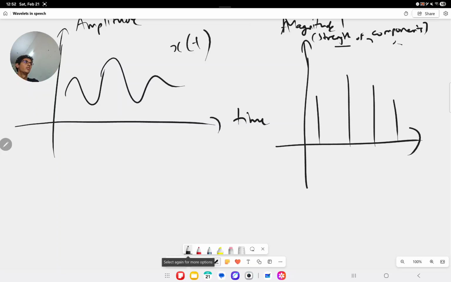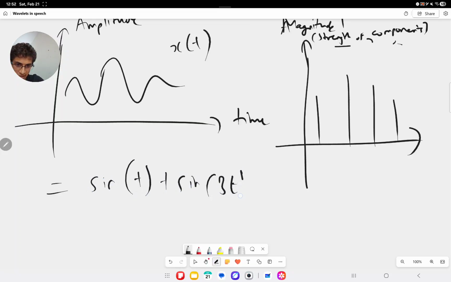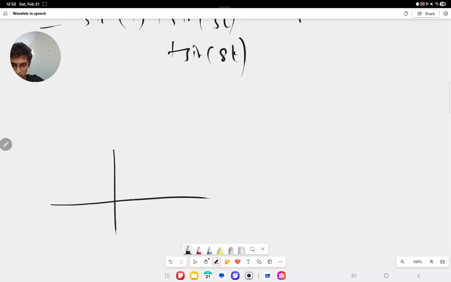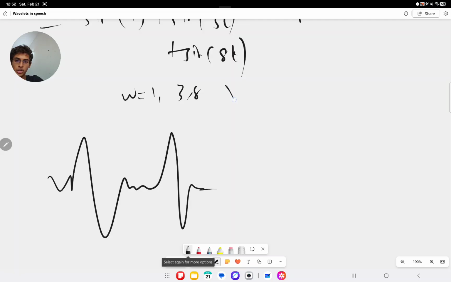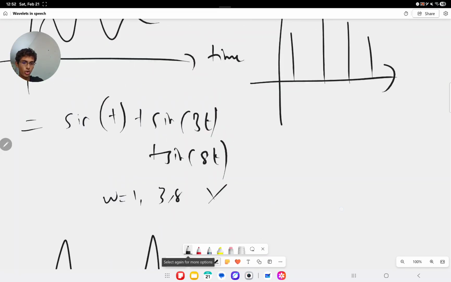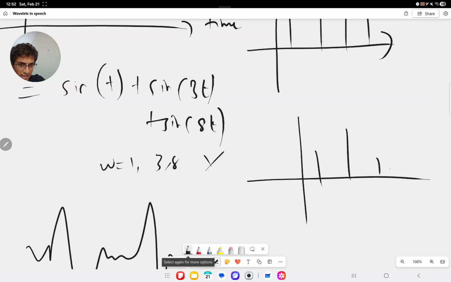For example, if I give you sine t plus sine 3t plus sine 8t, it's going to look completely random. It's going to look something like this. So just by looking at a time domain plot, can you tell that omega equals 1, 3, 8? No, you cannot. But when you go to the frequency domain, you will see impulses at 1, 3, 8.